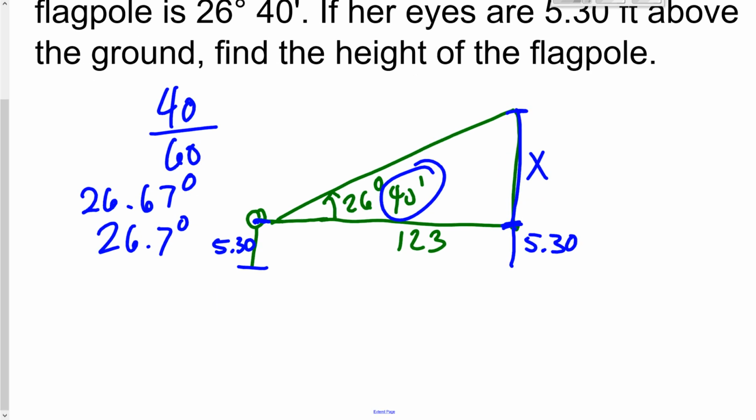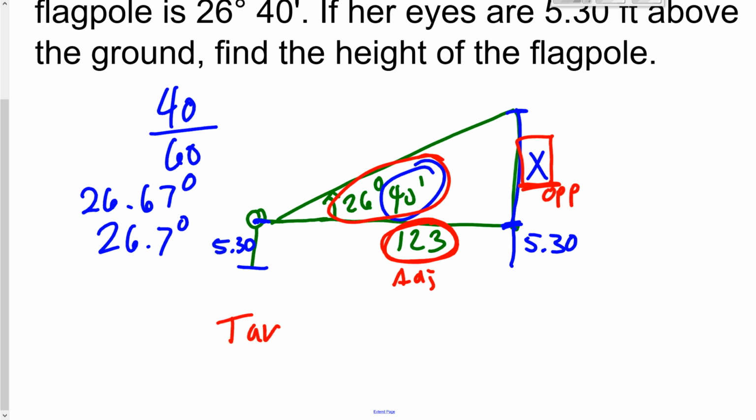Okay, so now I look at what I'm given. This angle, and this side, and what I'm trying to find, x. And write my equation, right? So what is this side relationship to the angle, and what is the 123 in relationship to that angle? So we have adjacent and opposite. Usually most times you are going to use tangent. So this tangent of the angle we're given, 26.7, and that equals opposite over adjacent.